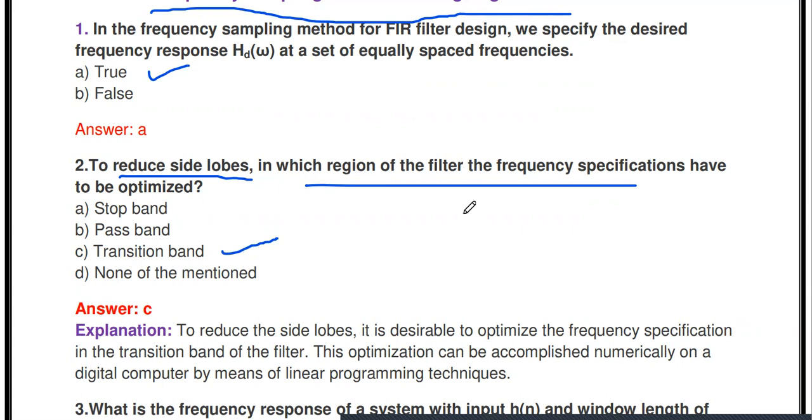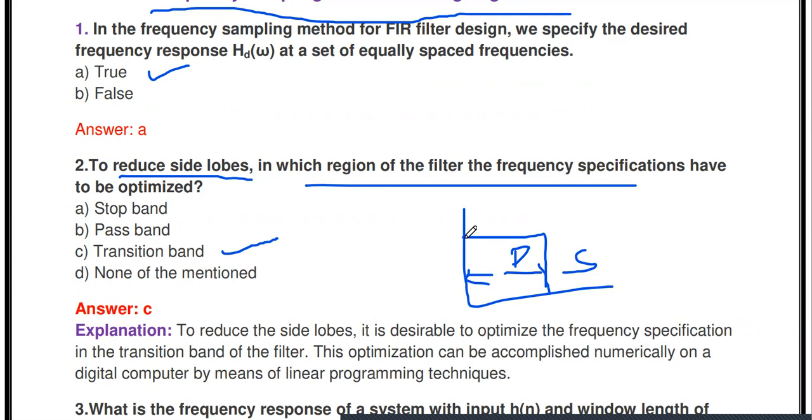So you know the frequency response has three regions. If it is a low pass filter, this is the pass band. Pass band means the range of frequencies the filter will allow. Then the range of frequencies the filter will stop is called the stop band. So this is the ideal response of a low pass filter.